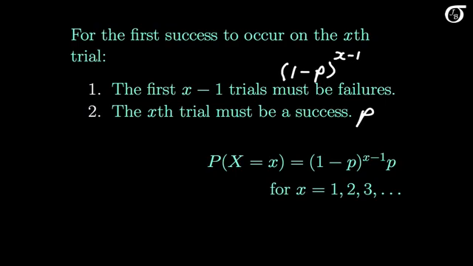The geometric distribution has a single parameter, the probability of success, p. The mean and variance are functions of p. The mean of the geometric distribution is 1 over p, and the variance is 1 minus p over p squared. Now let's look at how we might use the geometric distribution to answer a probability problem.